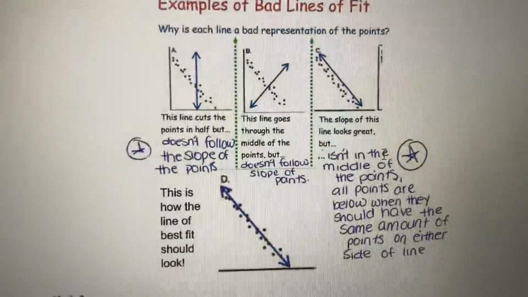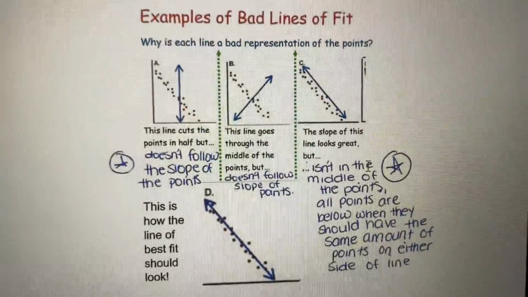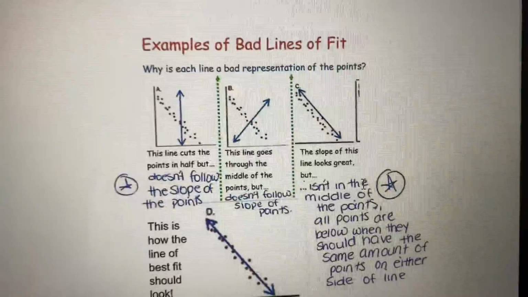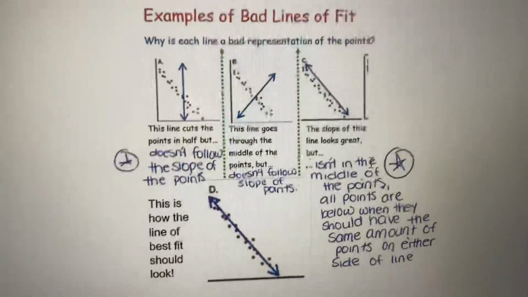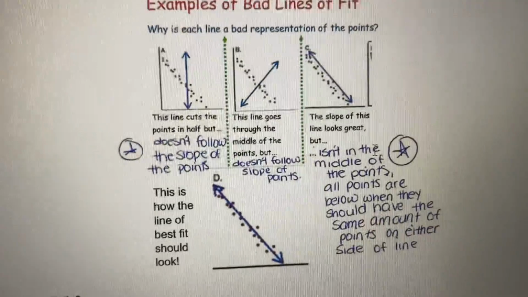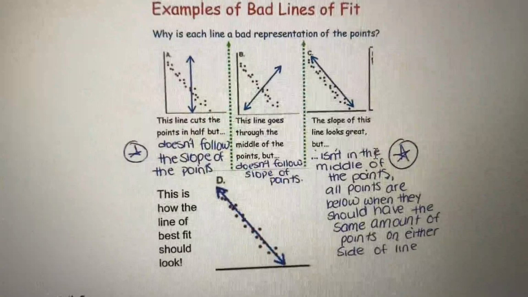For B, the line goes through the middle of the points, but it doesn't follow the slope of the line. So it cuts through the middle in a different way. It doesn't represent the slope. For C, it follows the slope, but it doesn't go through the middle of the points. So there's not roughly the same above and below that line.